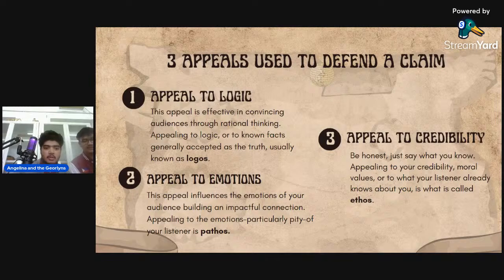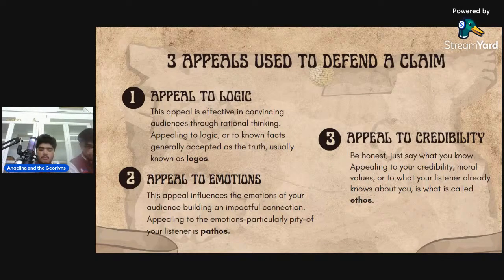Right. Next, we have three appeals used to defend a claim. Appeal to logic. This appeal is effective in convincing an audience through rational thinking, appealing to logic or to known facts generally accepted as truth, usually known as logos. Second one is appeal to emotions. This appeal influences the emotions of your audience, building an impactful connection. Appealing to the emotions, particularly pity of your listener, is called pathos.